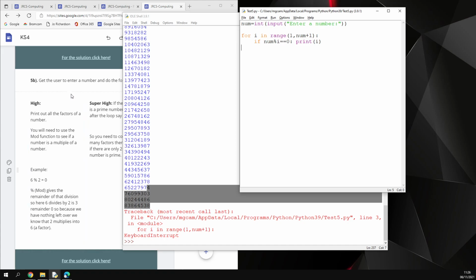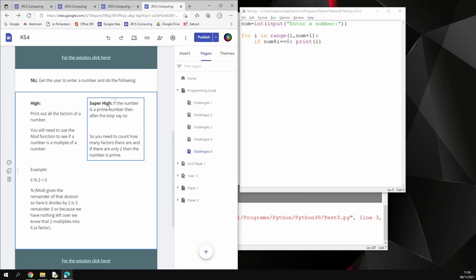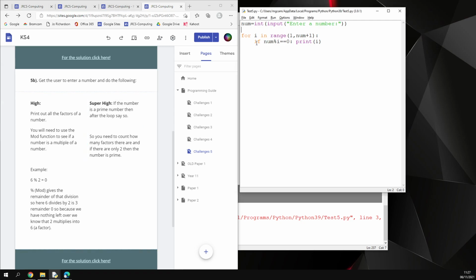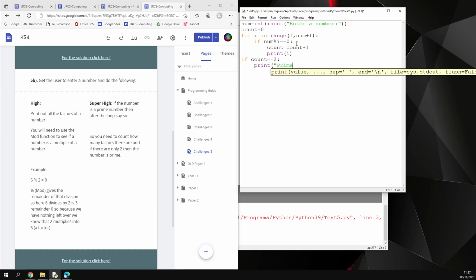That does the high. And actually, in really super high, I put that, but it isn't actually ridiculously difficult. It just says if the number is a prime number, then after the loop say so. So we need to count how many of these happened. If only 2 happened. So we start with 0, and then we're going to do a new line. And we're going to increase count by 1 if we find a factor. And then if count is equal to 2, so we found 2 factors, then print prime.